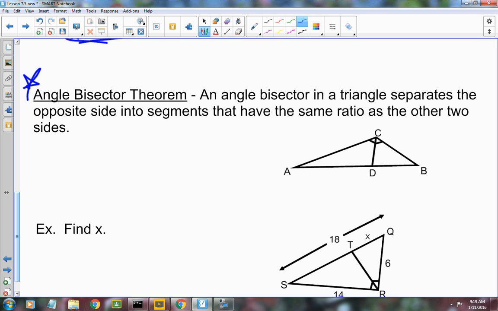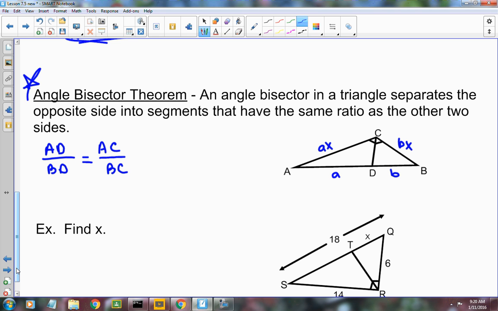And it says that an angle bisector in a triangle separates the opposite side into segments that have the same ratio as the other two sides. So see here, CD is an angle bisector. And when it is drawn, it breaks its opposite side into a ratio that's the same as the other two sides. Okay? So I could set up a proportion, and I can do AD is to BD as AC is to BC.